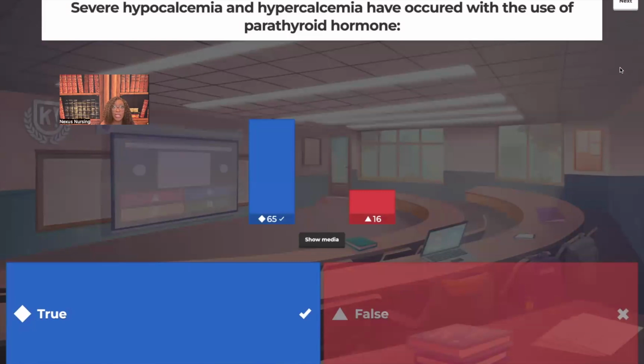It absolutely is true. You know, there are lots of medications. You may see a paradoxical, an opposite effect of what you expect that drug to do. And unfortunately, parathyroid hormone is one of them. PTH absolutely is one of them. So if patients are on PTH, you better be watching out for both severe hypo and hypercalcemia.